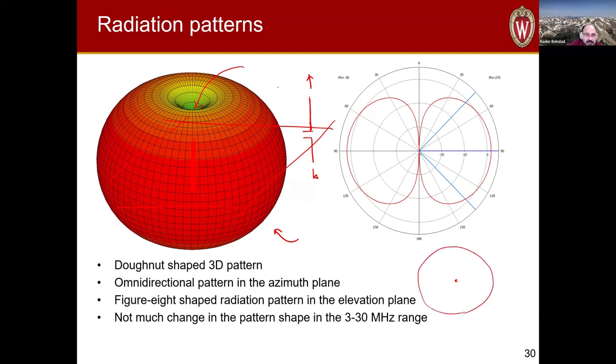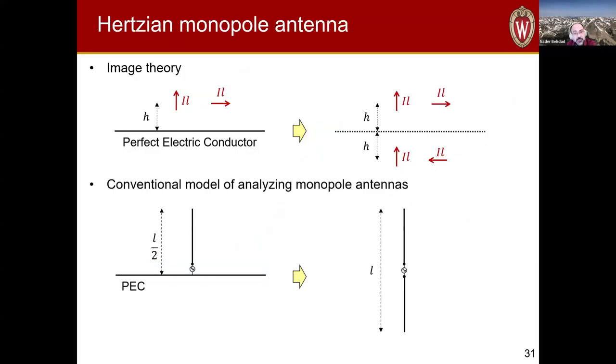And if you take a cut of this donut-shaped radiation pattern that includes your dipole, then you get a radiation pattern that looks like a figure 8 shape, with nulls along the axis of the dipole. This is sort of the classic radiation pattern of a dipole antenna. We'll see electrically small loops actually have a similar radiation pattern as well.